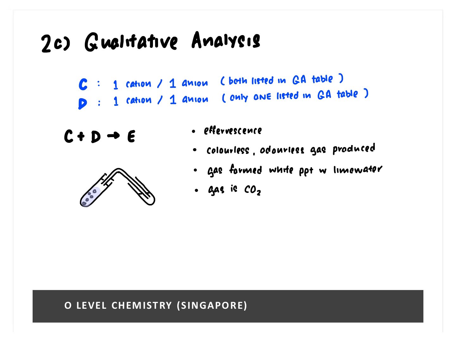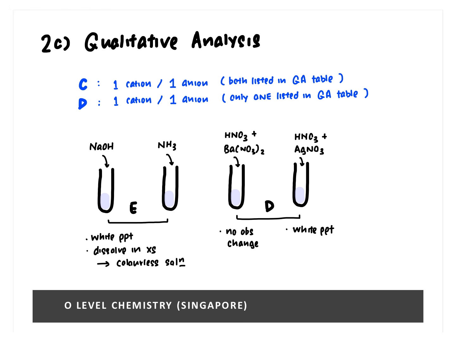So from the fact that we got carbon dioxide when we added C to D would confirm our suspicion that C is a carbonate and also allow us to deduce that D must contain hydrogen ions, or D is an acid, okay, which seems to match the description given in the question where C, the cation and anion in C are listed in the QA table and only one ion in D is listed in the QA table because hydrogen ions are not listed in the QA table.